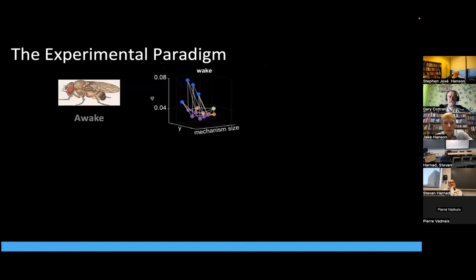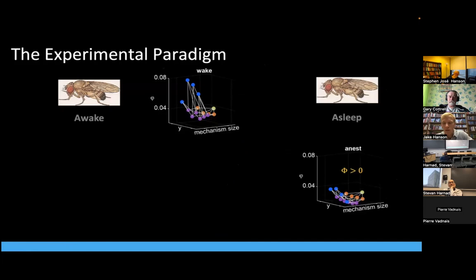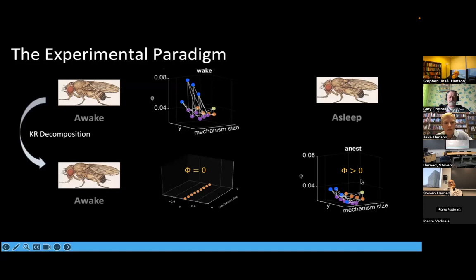So getting back to the experimental paradigm, we have this fruit fly that was awake, high phi. We have this fruit fly that's asleep, which has low phi, but still non-zero. And if you perform a Krohn-Rhodes decomposition on this system, you would get a fruit fly that's awake, but has phi equals 0. So what this means is that phi for being asleep is actually greater than phi for being awake. So here you have phi greater than 0, the system's asleep. Here you have a philosophical zombie that's awake, but it has phi equals 0. So this should falsify the theory by their own experimental paradigm.